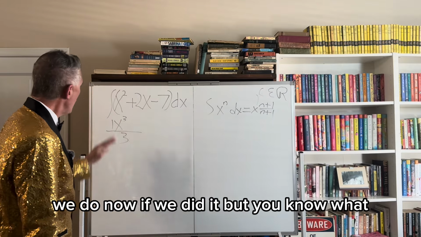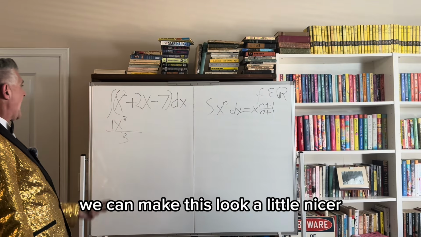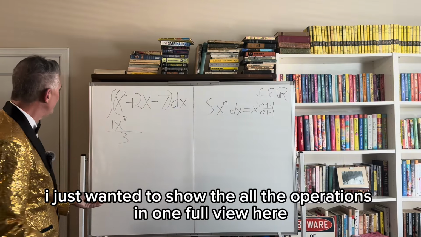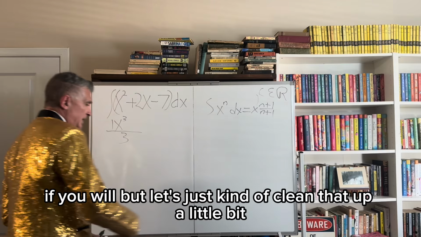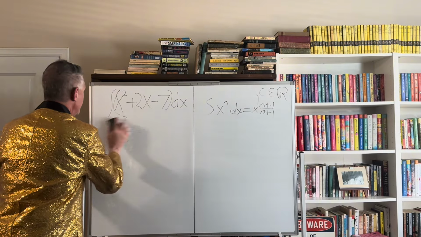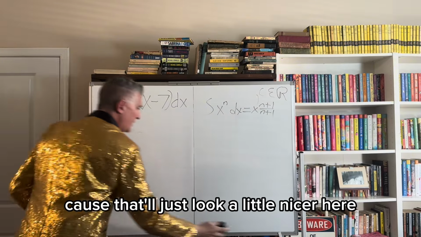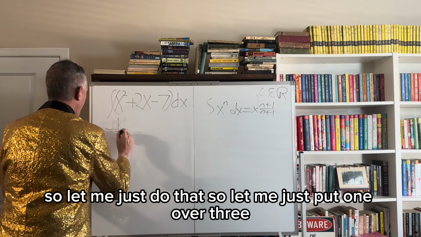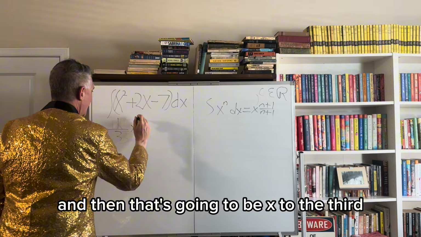But you know what? We can make this look a little nicer. I just wanted to show all the operations in one full view here, if you will. But let's just kind of clean that up a little bit. I'm going to separate the x to the third because that'll just look a little nicer here. So let me just put 1 over 3, and then that's going to be x to the third.